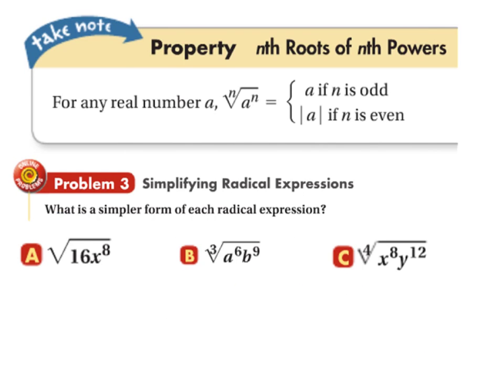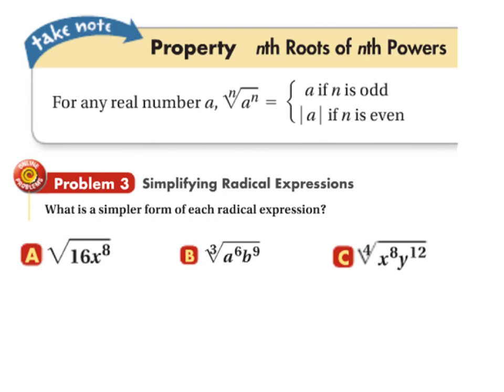One of the big things we want to be able to do here is to simplify radicals. In order to do that, we will use this property that says for any real number a, the nth root of a to the nth power can either end up being a if n is odd, or the absolute value of a if n is even.